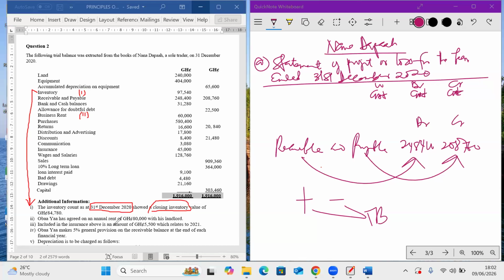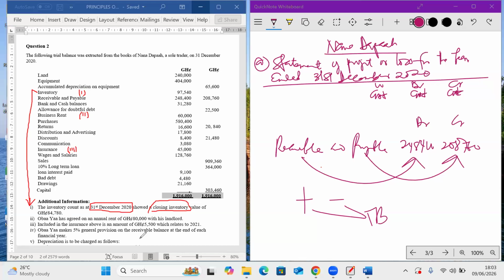Included in the insurance above is an amount of 5,500, which relates to 2021. So rent, where is it? Insurance, where is insurance? Here. So I. When I get to insurance, there's one on it in the additional information.